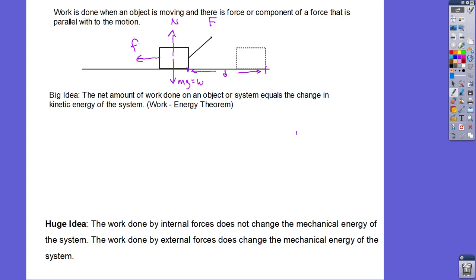Okay, so if you look at our definition of work, remember the force has to be in the direction of, or parallel to, the direction of motion. In this case, the motion is along the x-axis, so the force has to be along the x-axis or have a component along the x-axis. As this box is moved this way, the normal force does no work, because it is perpendicular to the motion. The weight force does no work.